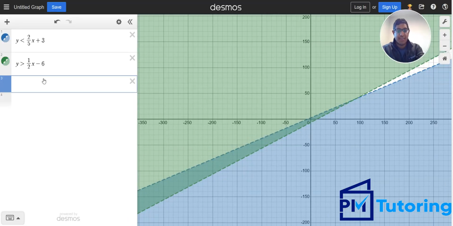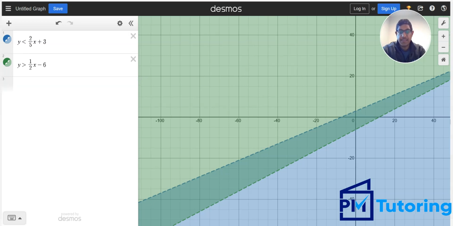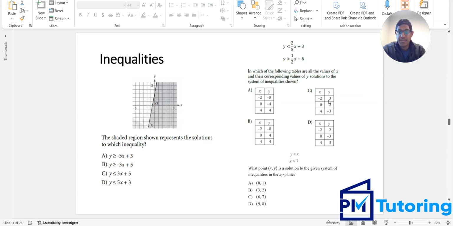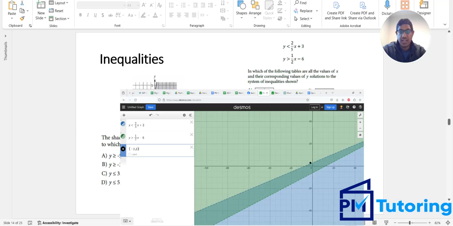So let's check that out and we can throw in a point -2, -8. And we can zoom in. Most of these are within a certain scale, and you see that that's already outside of the solution set, so we can get rid of A and B immediately. Over here we have -2, 3. So let's try -2, 3. And that's actually outside of the solution set as well.